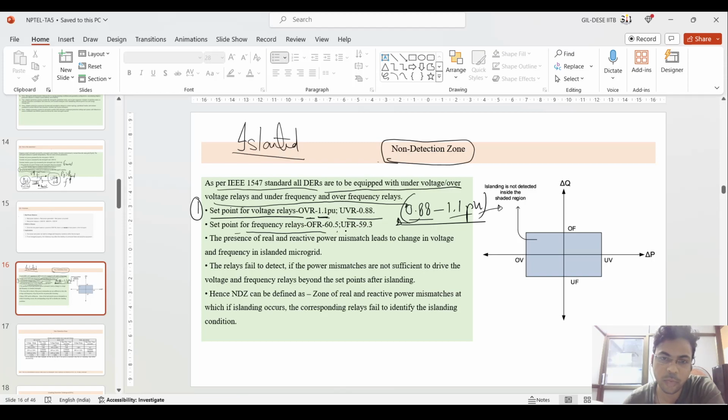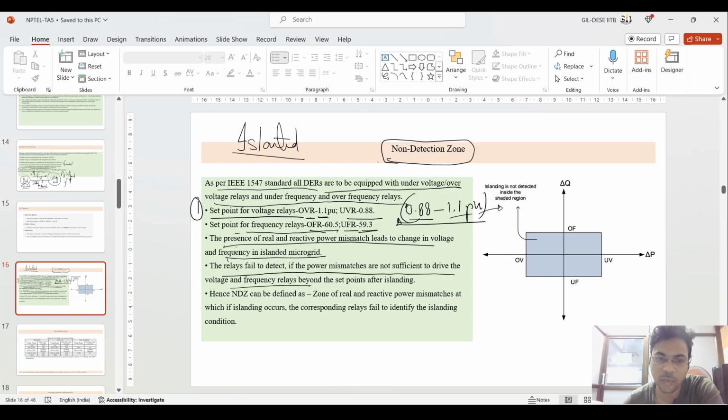It is the same with frequency also. Here the nominal frequency is 60 Hz. So how will the under frequency relay operate? If it detects a frequency lower than 59.3 Hz, the under frequency relay will operate, and the over frequency relay will operate when the frequency is greater than 60.5 Hz.